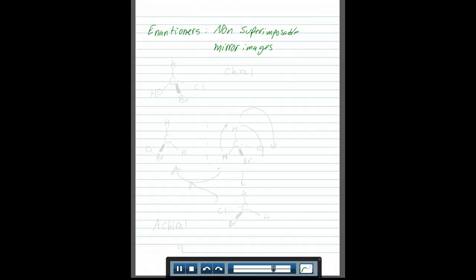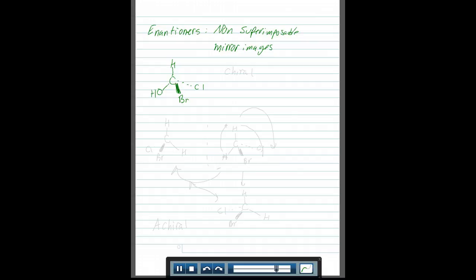All right, the stereogenic carbon, let me redraw this molecule. The stereogenic carbon is the carbon in the middle. It has 4 different things attached to it. And the mirror image is non-superimposable. No matter what I do, I cannot turn this molecule to match. Now, we're not breaking bonds. If you break a bond and reform it, then obviously you can make the identical compound.